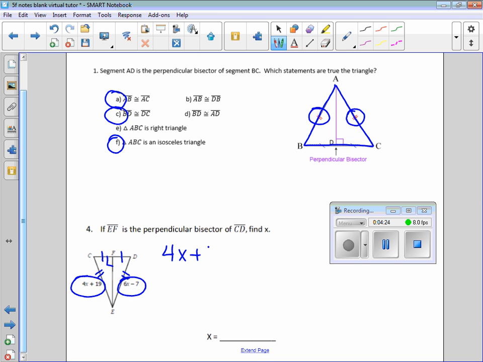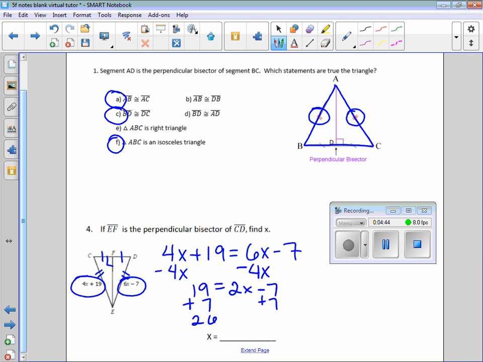So 4X plus 19 equals 6X minus 7. And now we can solve. Subtract 4X from both sides. 19 equals 2X minus 7. Add 7. You get 26 equals 2X. Divide by 2. And X equals 13.